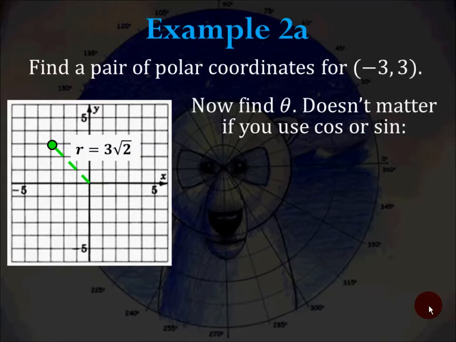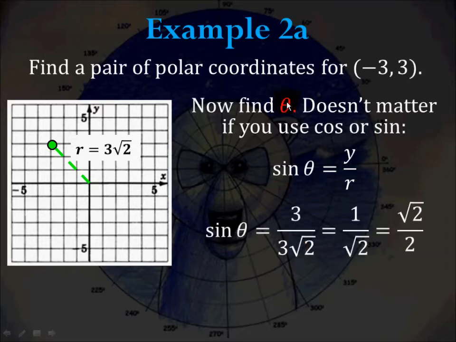So now let's find theta. Now it doesn't matter if you use cosine or sine. You only have to use one, you don't need both. And basically, when you get a question like this, it's probably going to be a 30, 45, or 60 degree reference angle. So let's use sine. So sine theta is y over r. We know what y is, because y is 3. That's the y coordinate. r is 3 radical 2. So sine is radical 2 over 2, which means your reference angle is going to be 45 degrees, which means your second quadrant angle is 135, all right?